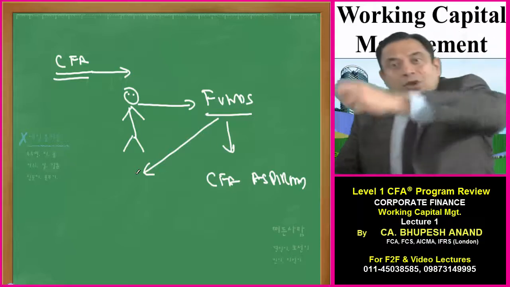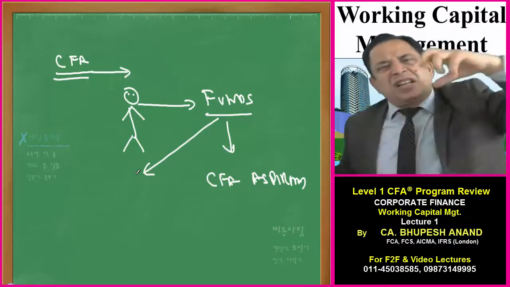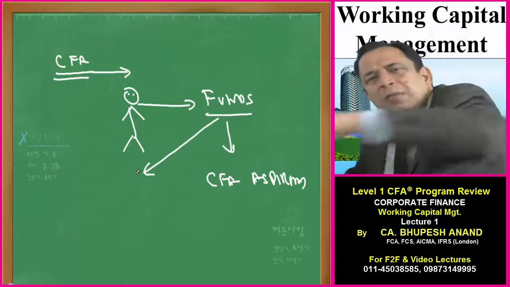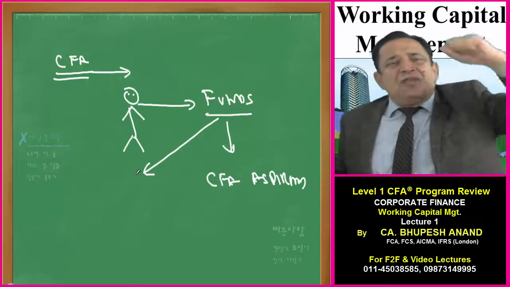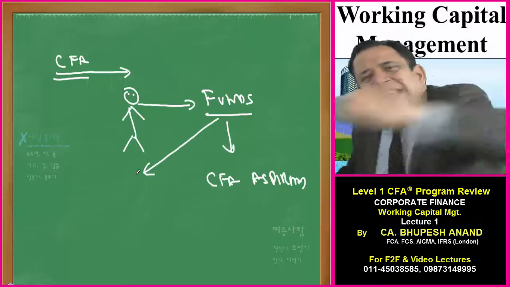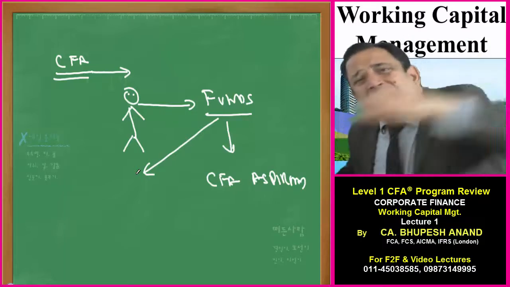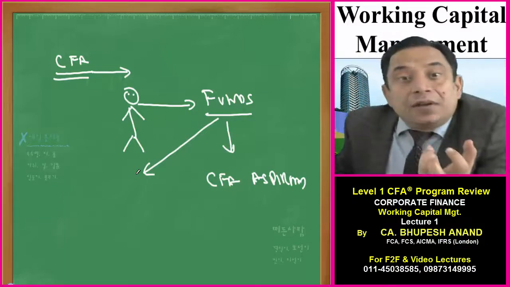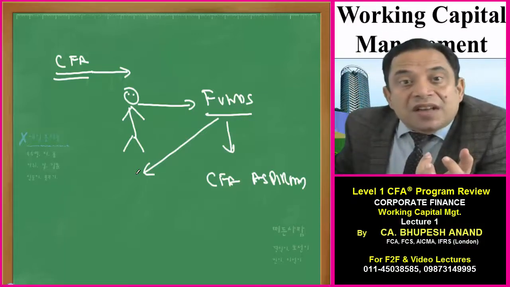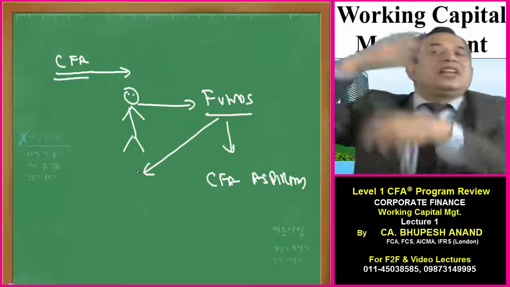What are the sources, how you can fund your working capital, what are current assets, what are current liabilities, what is the meaning of accounts payable, what is the meaning of accounts receivable, what is cash, what is inventory, what is the cash conversion cycle, what is the working capital cycle, what is the operating cycle, how to manage it, what are the yield measures, what is bond yield? All of this we will be doing in these 6 or 7 lectures. I will be taking a separate lecture for each learning outcome.